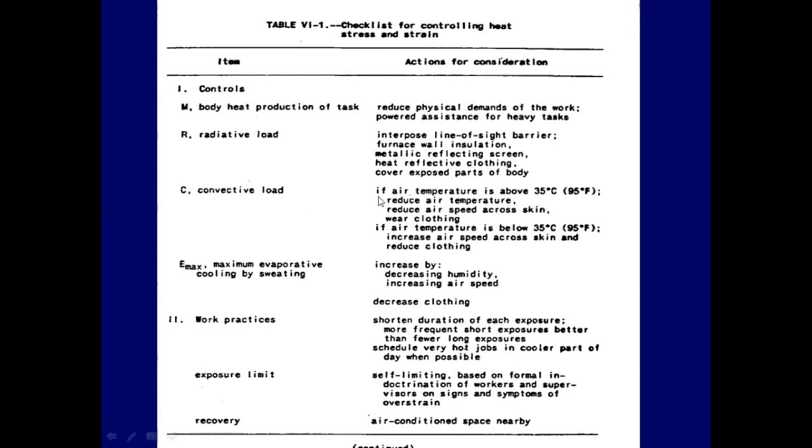Convective load, as I mentioned earlier, we're looking at the air temperature. If it's above that skin temperature that I mentioned to you, that 35 degrees C, you want to reduce the air temperature, and it seems counterintuitive, but you don't want to increase the airspeed. Why? Because basically that air going across your body is warmer than the skin, which means it's going to be heating you up. You can have fans on, of course, if you have temperatures that are less than the skin temperature of 35 C or 95 Fahrenheit. The fans work just fine.